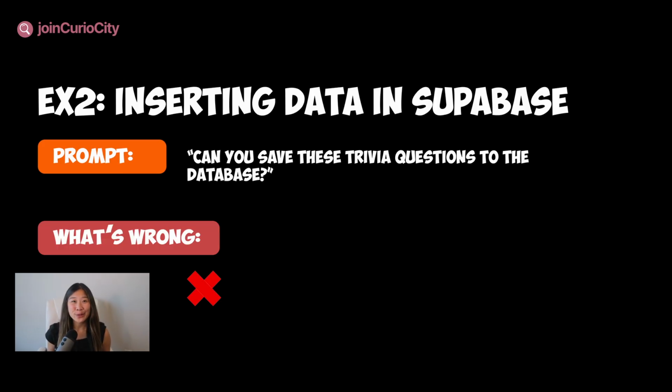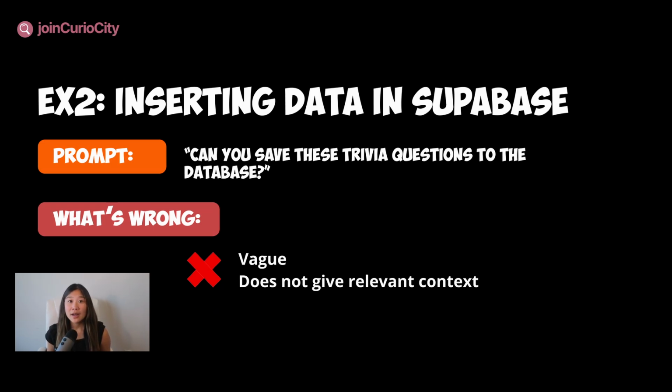In example 2, we'll consider the scenario where we want to insert AI-generated data into a Supabase table. A weak prompt might look like, can you save these trivia questions to the database? I encourage you to pause for a moment and consider what's wrong with this prompt. The prompt is vague and lacks context. The AI coding tool will have no idea what data it's working with or how to handle it.